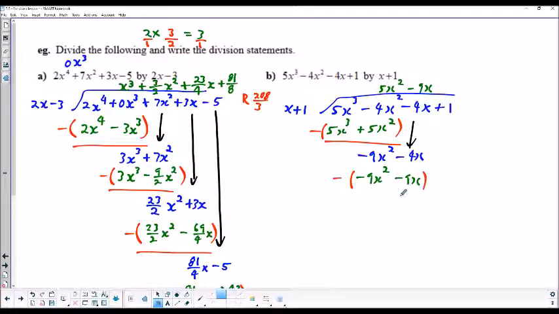Subtract negative 9x squared minus negative 9x squared. Well, that gives us the 0 pair. Negative 4x minus negative 9x is negative 4x plus 9x. That gives us 5x. Sorry, I keep forgetting to change the color here. So that gives me 5x. Sorry, that's supposed to be an x. And I bring down this 1.